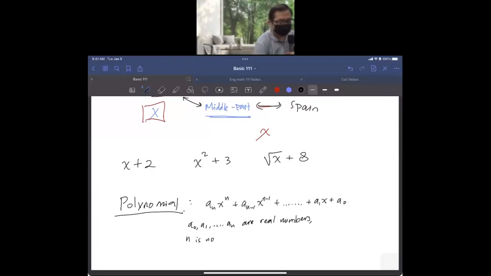And n, to define this to become true, we need to say that n is a non-negative integer. If a_n is not equal to 0, then the polynomial has degree n.